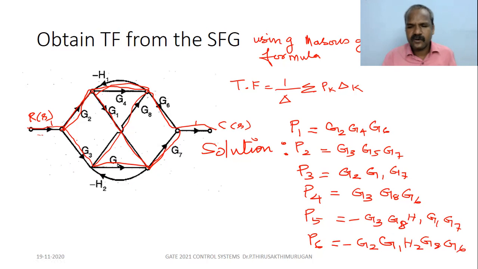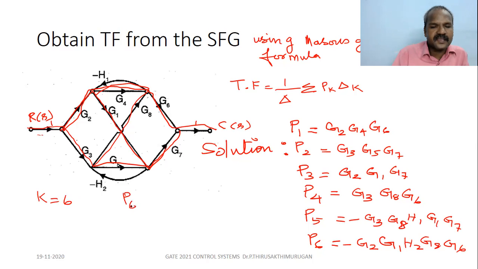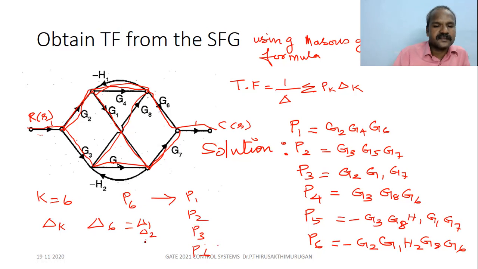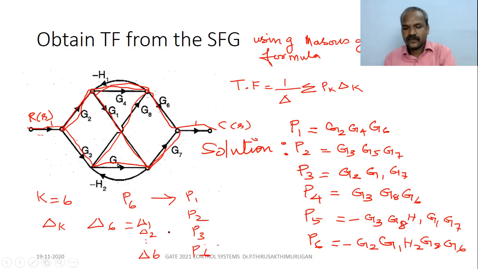You can write the 6 forward paths in ascending order. That is, there are 6 forward paths, so K equals 6. We have to find P1, P2, P3, up to P6. Similarly, we have to find delta K: delta 1, delta 2, up to delta 6.